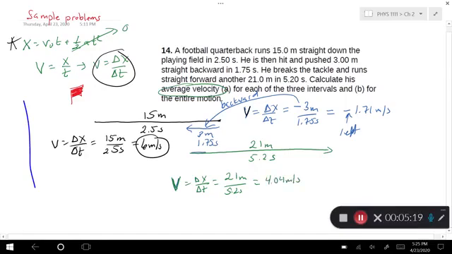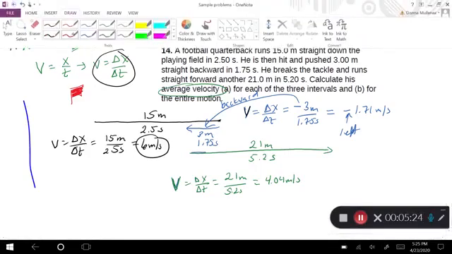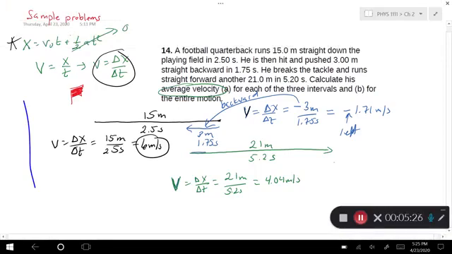Now I want to do the same thing for the green. And this is equal to 21 meters over 5.2 seconds. I'm going forward, so everything is going to be positive. Time is always positive, by the way. We're always moving forward. And I'm going to get a velocity here of 4.04 meters per second. Okay. So hopefully this makes sense with the individual ones. Now, what's going to be interesting is how we handle this last part right here.